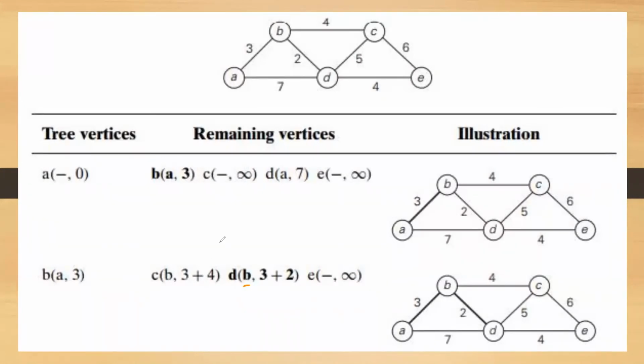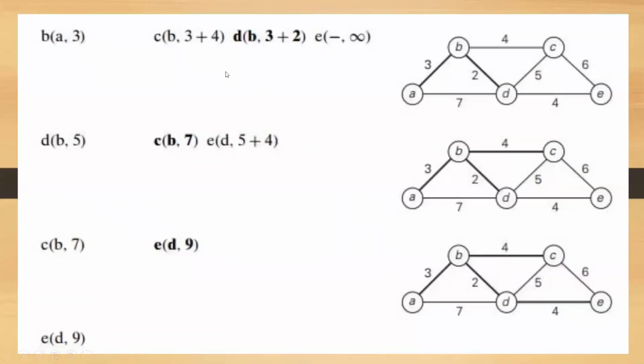Now out of these two, which is having minimum? D is having minimum. 3 plus 2 is 5 and 3 plus 4 is 7. So D is minimum. D becomes a part of the tree vertex. Now once again, the first one is the same step that we have just seen. For reference purposes, I have once again repeated this. Since D is minimum, D becomes the part of the tree vertex. Okay, now D is the part of the tree vertex.